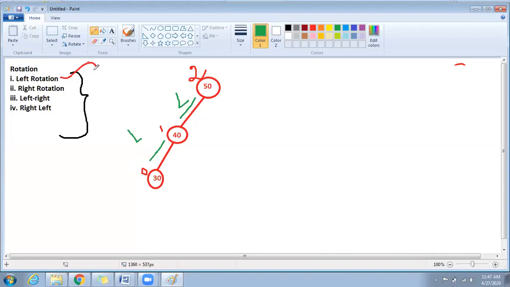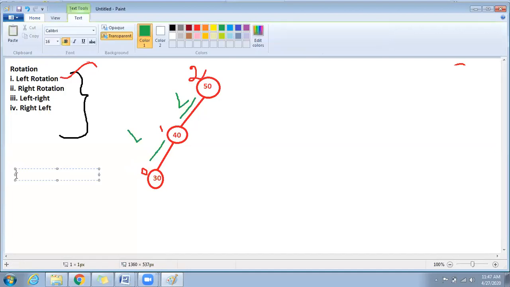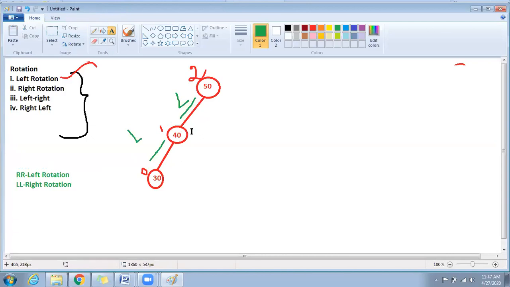If so, from the last example, what have we done? If both are right, I have to do left rotation. So if both are LL, what do I have to do? Right rotation. We will see how to do right rotation. I can keep the mid value as such, and I have to rotate this node in the right direction.